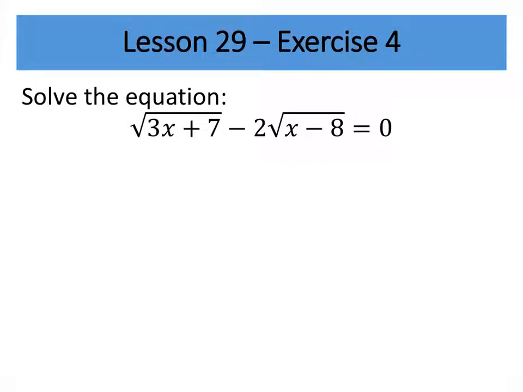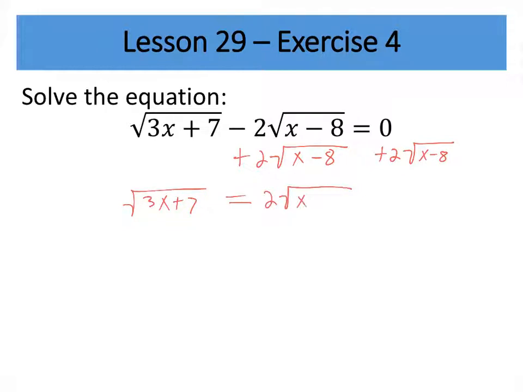All right, last but not least, is this guy. Chances are you've checked out by this point because maybe these problems are really challenging. I don't want to have to factor, so I'm actually on this guy going to move the 2 root x minus 8 to the other side of the equal sign. So I've got the square root of 3x plus 7 equaling 2 times the square root of x minus 8. And I'm going to square both sides.